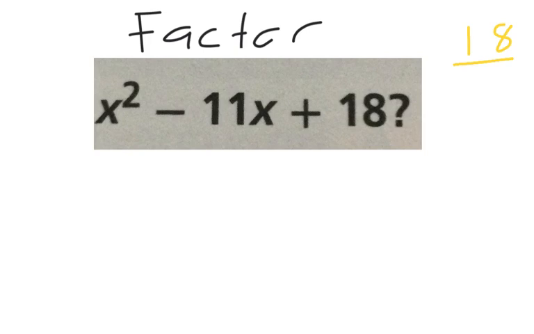What could multiply to be 18? 1 times 18, 2 times 9, 3 times 6, 4 doesn't work, 5 doesn't work. I've already got 6. That's the whole list.